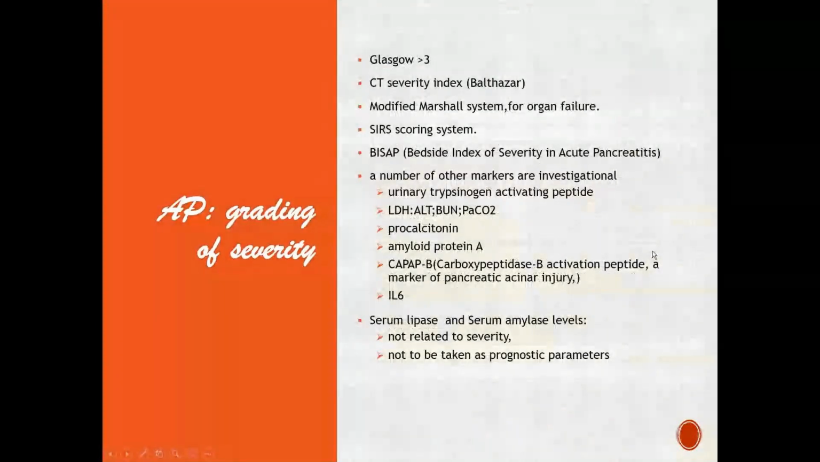Other grading of severity by Glasgow, more than 3. CT severity index, that is the CT scan severity index, Balthazar's. You can have the modified Marshall system for organ failure, the SIRS scoring system, the BISAP, which is the bedside index of severity in acute pancreatitis, and a number of other markers are still investigational. You can remember them, but none of them have a specific role to play. Serum lipase and amylase, just to repeat, are not prognostic parameters. They are not related to severity, so they do not form a marker for grading of severity.